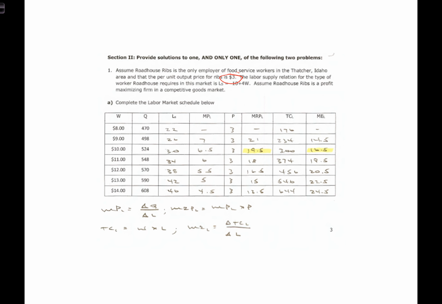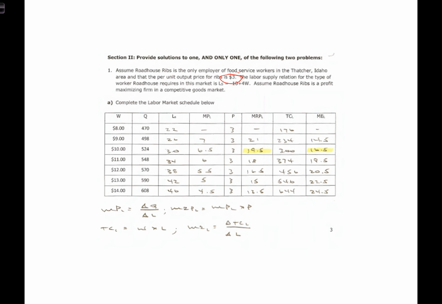So here, as we go from $8 to $9 an hour, we go from 22 to 26 workers, so it's 4. And we know we've gone from 470 units of output to 498, so more workers, you would expect more output. So it's a 28 unit change divided by a 4 unit change in labor. 28 divided by 4 is 7. It's our marginal product of labor. And you go ahead and complete the remainder of the column in that fashion.